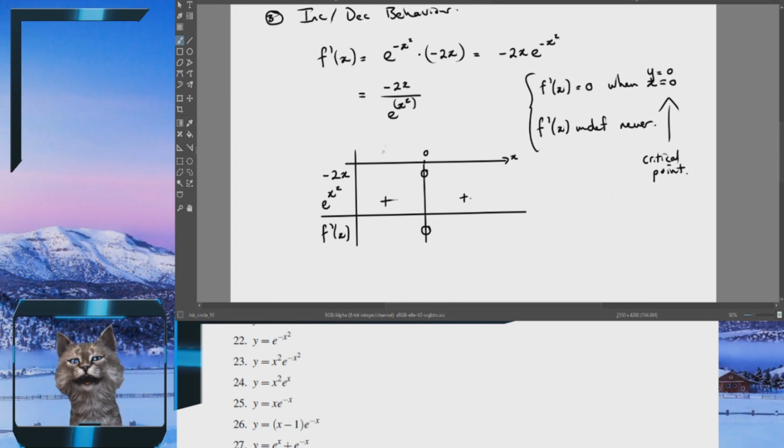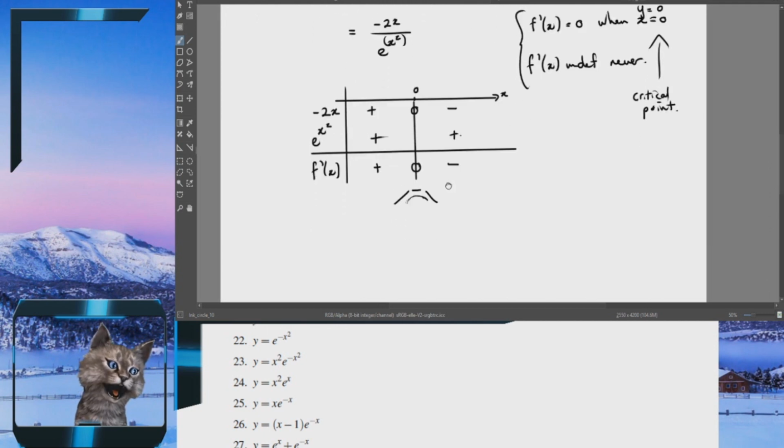Negative 2x is going to go positive to negative. Now, by way of multiplication and division, two positives will make it positive. Negative and a positive will be negative. So I have an increasing section, 0, whoops, let's make it nice and horizontal, 0, negative. So I see my little crest shape. Let's finish it by writing our sentences, maybe over here.